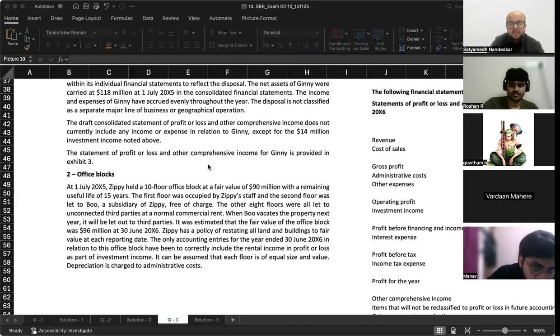76.8. So the difference between the two, 4.8 million, where will this go? P&L. Fair value change on investment property goes through profit and loss. Very good.